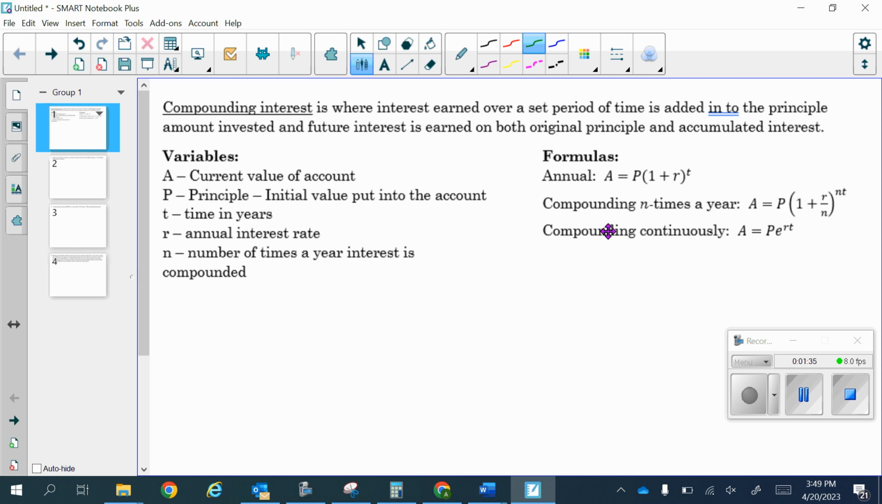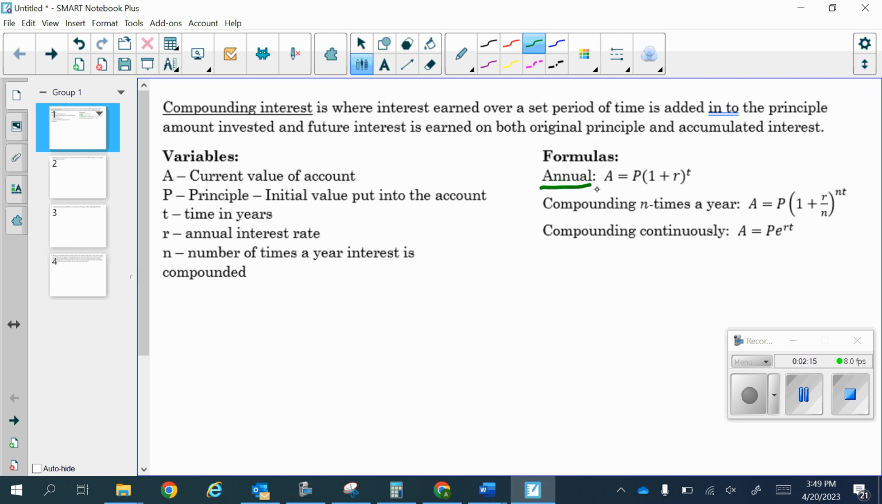Because different banks or different places will give you interest in different ways. Some places will give you interest just once a year, which is called annual. Some places will give it to you maybe quarterly, which means they'll give it to you every 3 months or 4 times per year. Some places might even do it continuously, where you're earning interest, I wouldn't even say every second, because it's more frequent than that. You're just always earning interest every single moment. So those are the 3 different types of interest. You either earn it annually, once a year, or you earn it a certain amount of times per year, or you earn it all the time, every single moment.